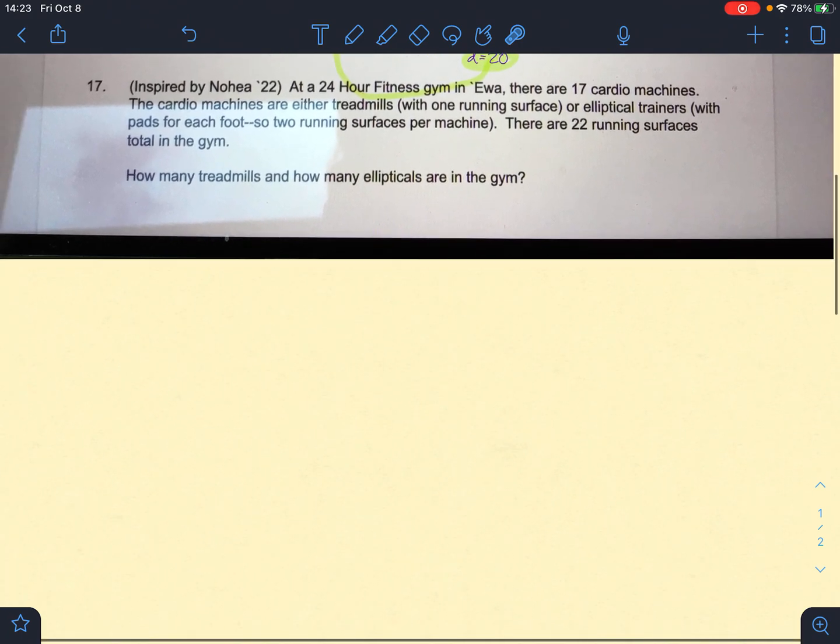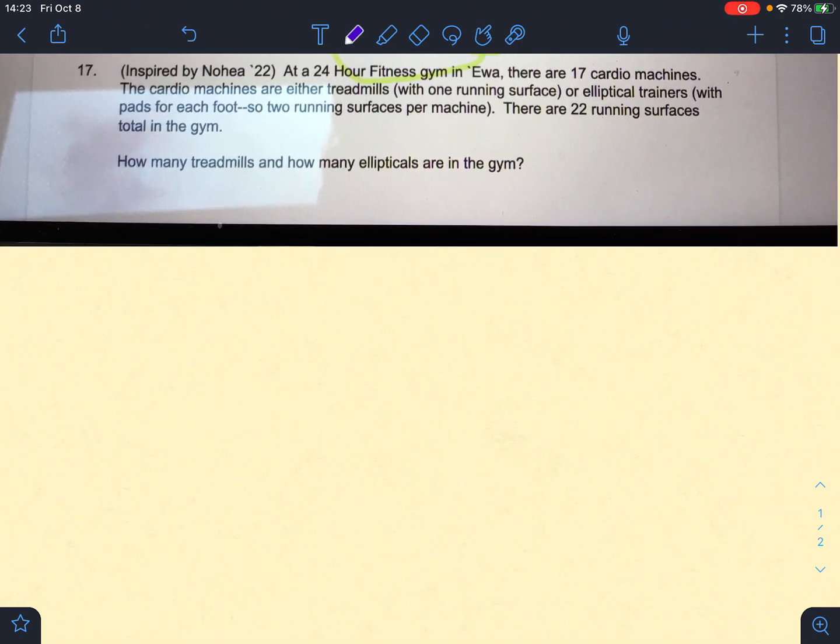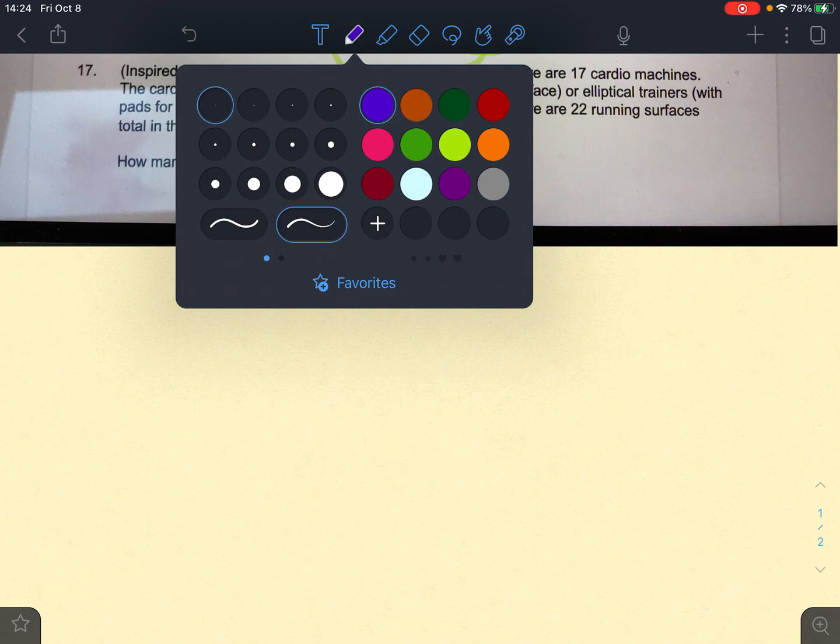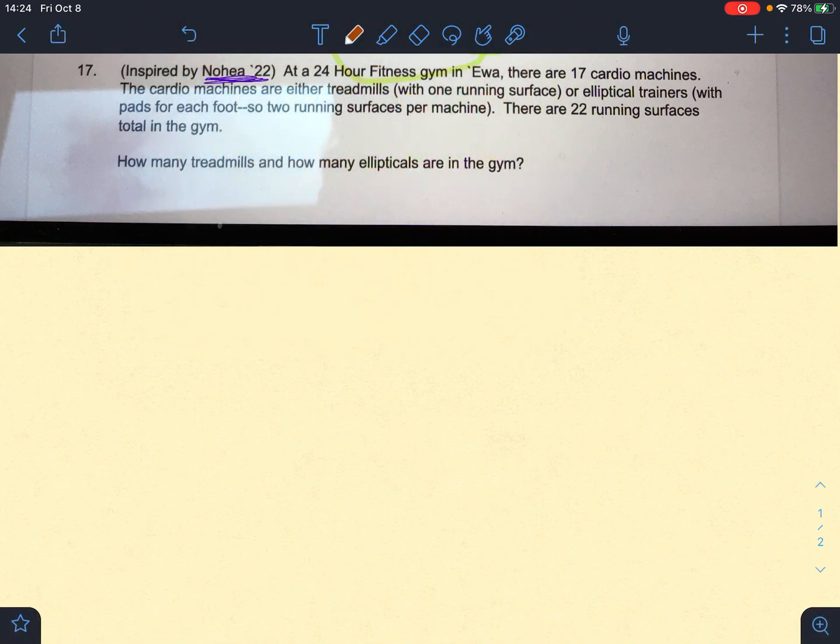All right. Next. I really like this question. There's this student of mine, class of 22. She's a senior now, Nohea. She came up with a really cool problem. These are similar to some of the other word problems you might see and we have worked on.